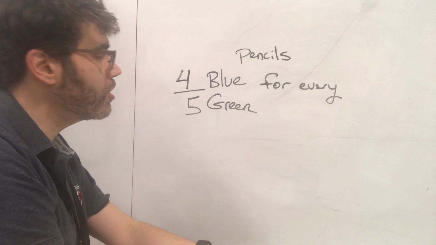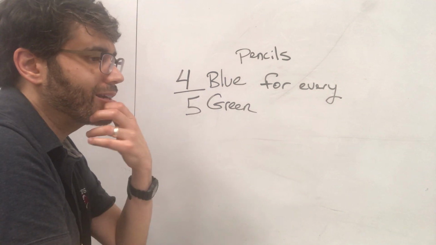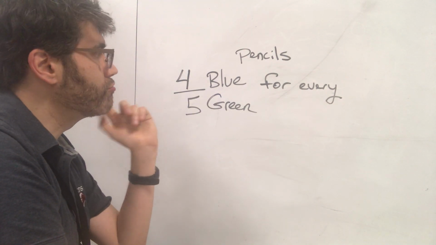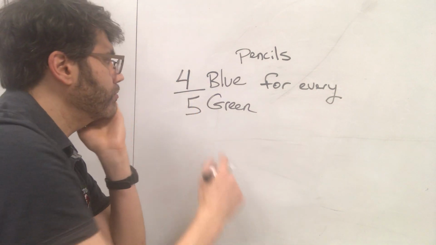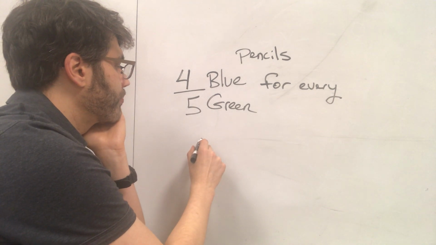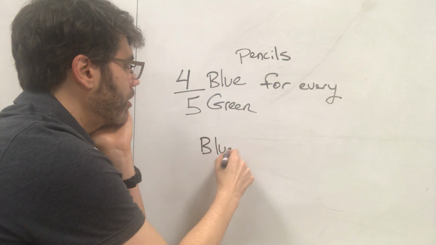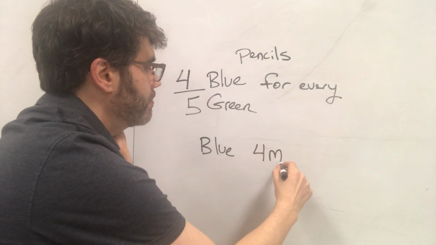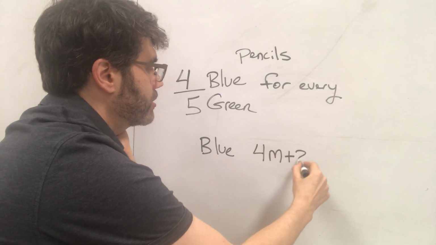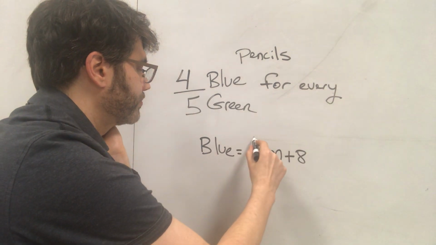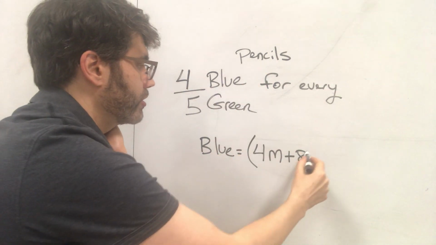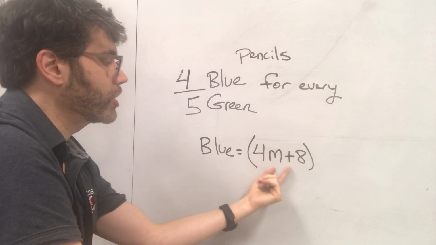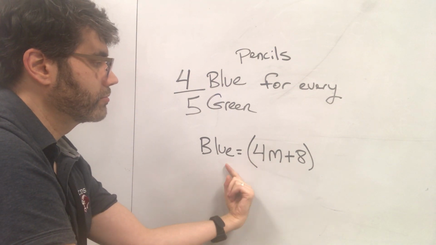Okay, so the question is, let's say that right now there are exactly, let's say, 4m plus 8 blue markers. Blue pencils, sorry. Blue pencils. So this is the current amount of blue pencils. Okay.